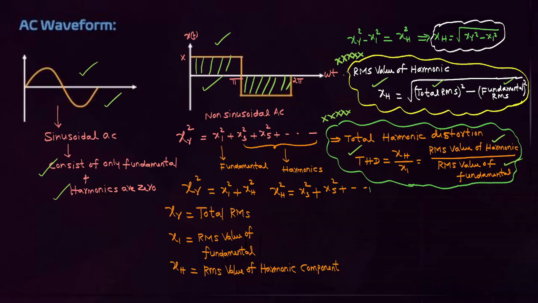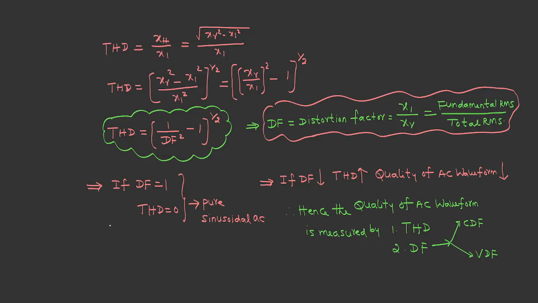This one formula you have to remember. RMS value of harmonic you remember, total harmonic distortion also you remember. These terms I have given, please go through this. XR is the total RMS, X1 is the RMS value of fundamental, XH is the RMS value of harmonic. There is one more way to write this formula. By simplifying this, we can also write total harmonic distortion equal to the square root of (XR by X1) whole square minus 1, where XR by X1 is 1 by DF. This is one more important formula, and DF is called distortion factor.